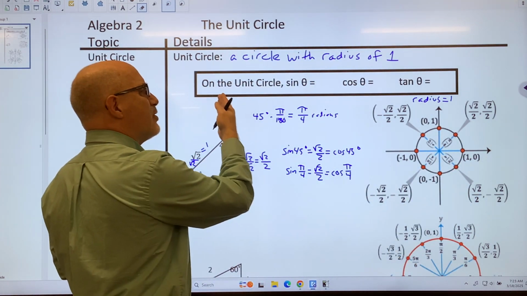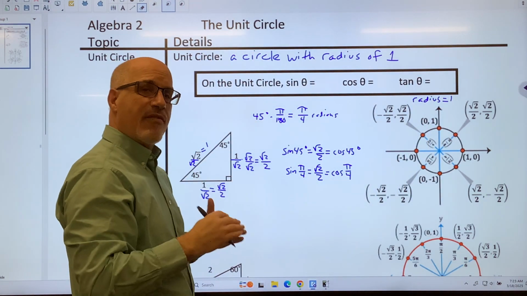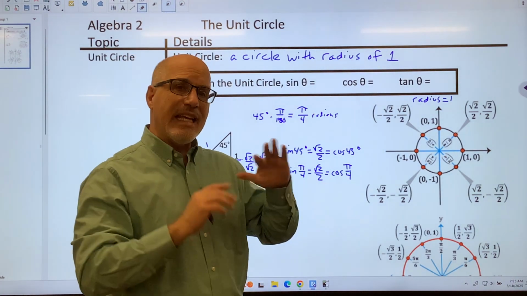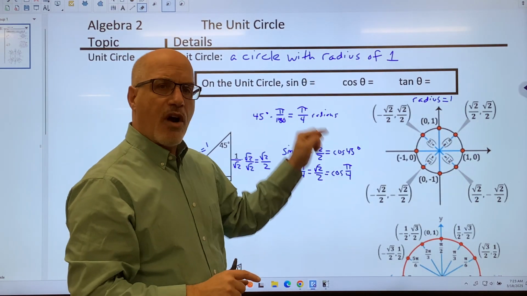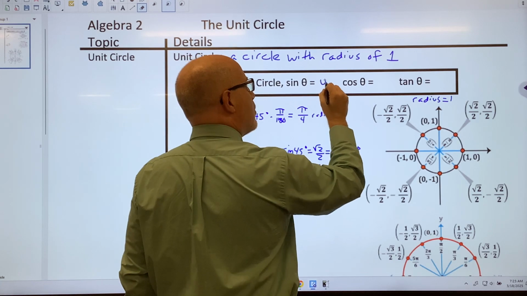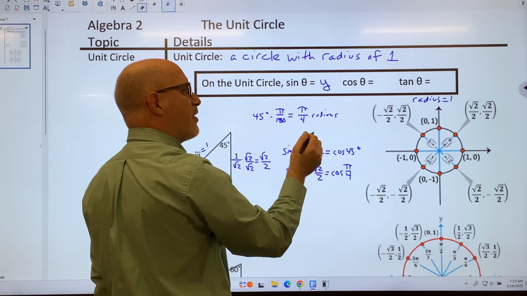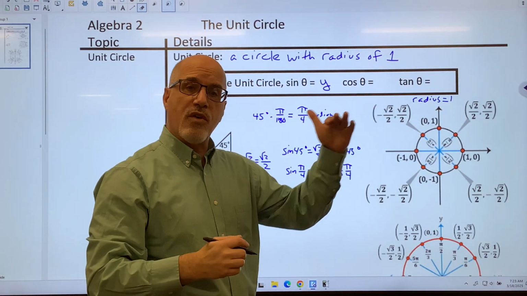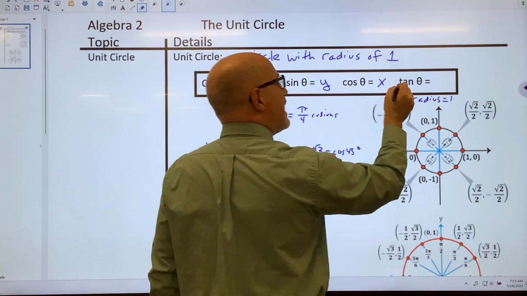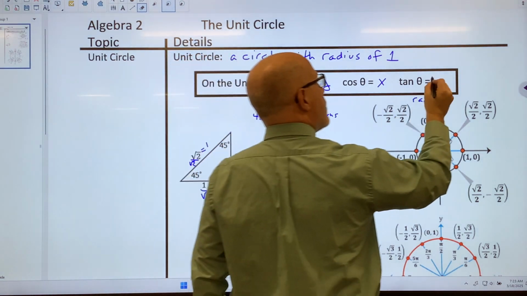Let's apply that to coming up with the actual sine, cosine, and tangent every time on a unit circle. If you recall, sine on any circle would be y over r. Well, if r is equal to 1, sine of theta is just going to equal y, because the r is always equal to 1. Cosine, on the other hand, on any circle is x over r. If r equals 1, then cosine would equal x. And then for tangent, since it doesn't involve the radius, it's just y over x.